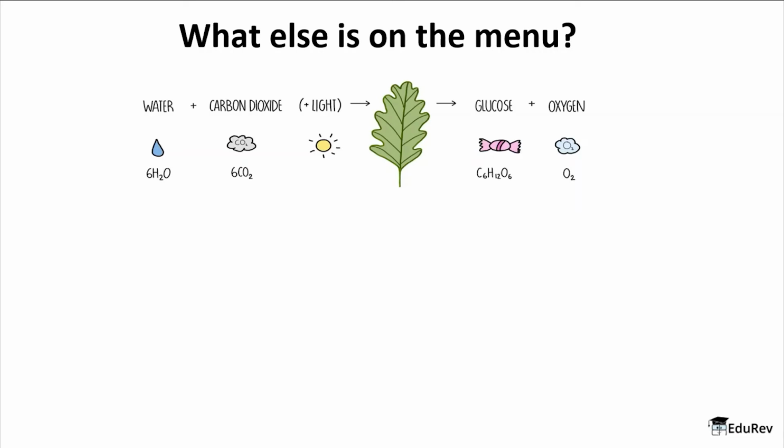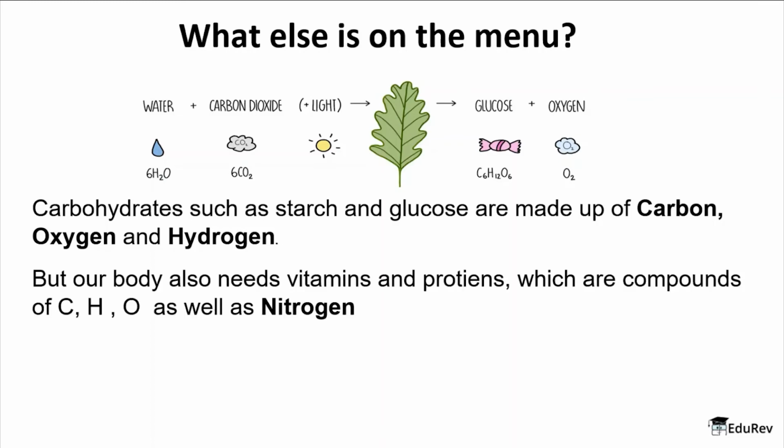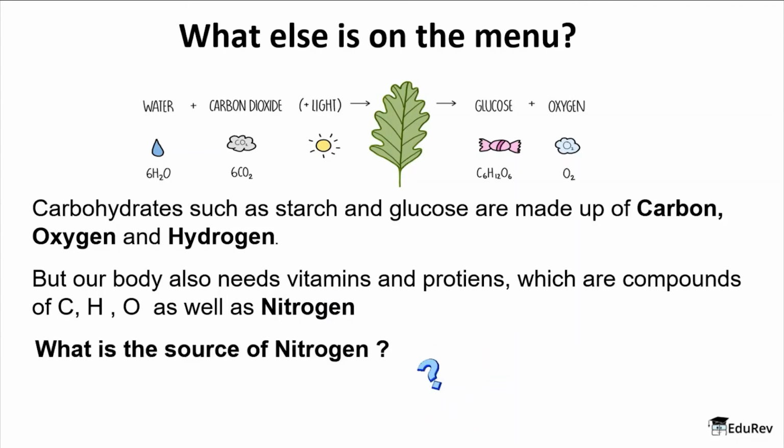Now let's talk about what else is on the menu of plants. We know that in photosynthesis, plants take up water and carbon dioxide in presence of light to make carbohydrates and oxygen gas. Carbohydrates such as starch and glucose are made up of carbon, oxygen and hydrogen, which the plant gets from water and carbon dioxide.